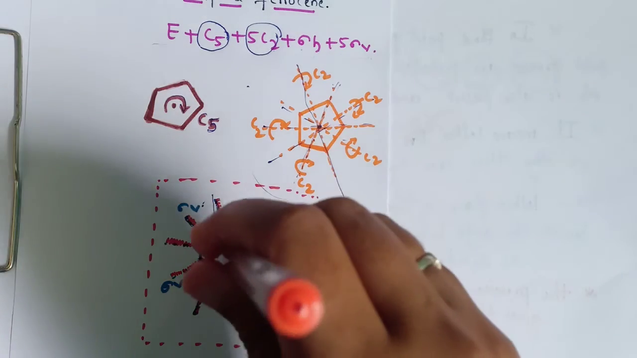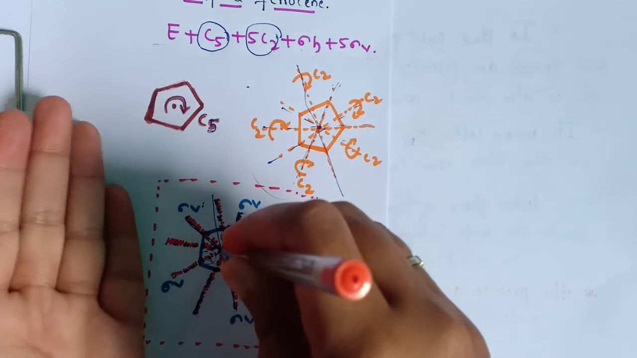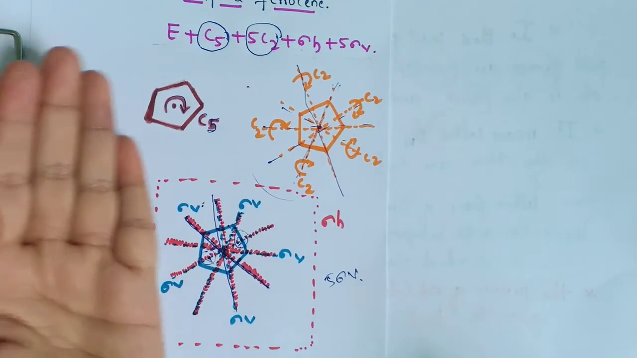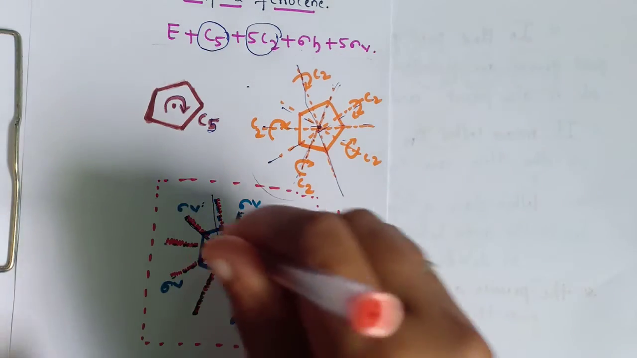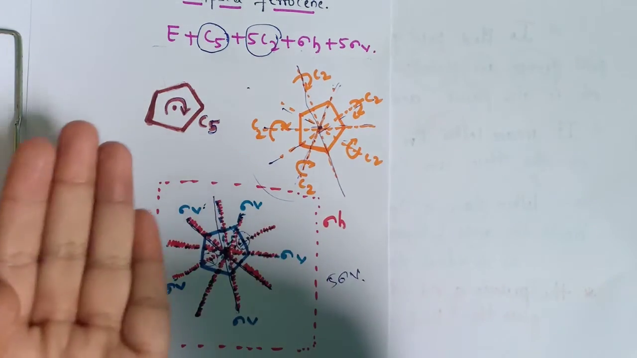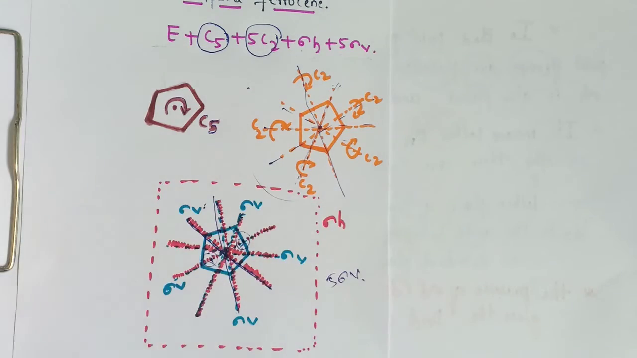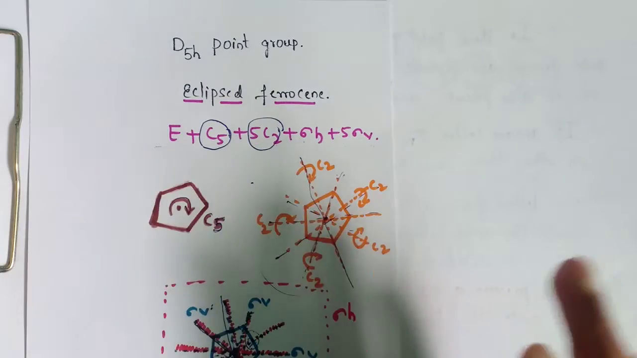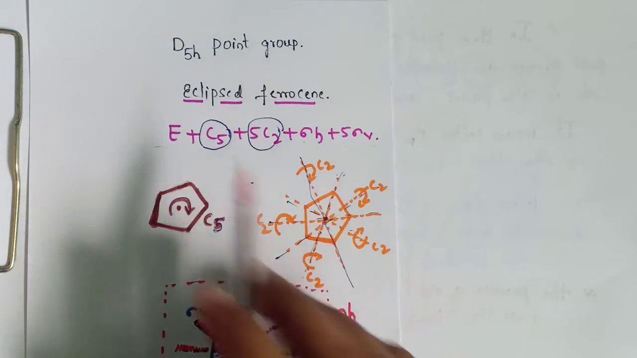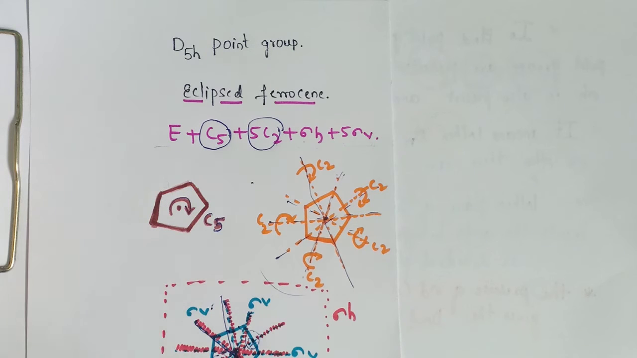So you should imagine here is the principal axis and this plane is perpendicular. It is bisecting the molecule into two equal lots, the back part and the front part. So the eclipsed ferrocene has the D5h point group. The symmetry elements present in this are identity, C5, 5 C2, sigma h plus 5 sigma v. These are the symmetry elements present in this eclipsed ferrocene.